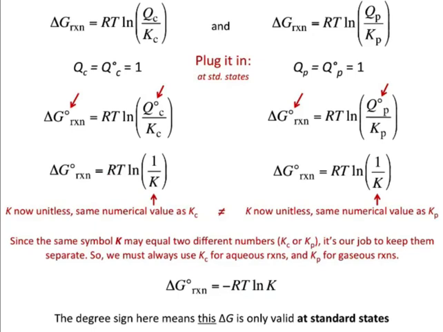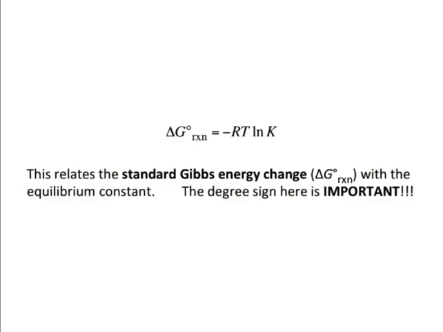And remember, since there's a degree sign here, this tells us this delta G° is only valid at standard states. So this is why we wanted to get to standard states in the first place, because hey, it's equal to K. That's our equilibrium constant. That's a useful thing we want to know, right? So this equation relates delta G°, the standard Gibbs free energy change, with the equilibrium constant.